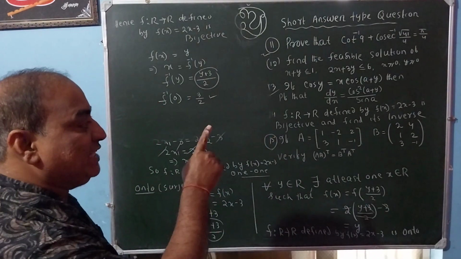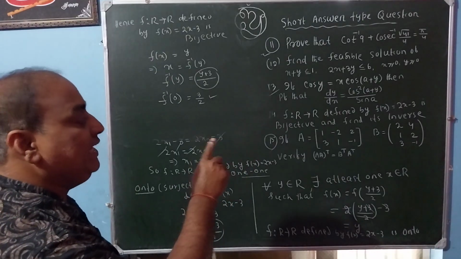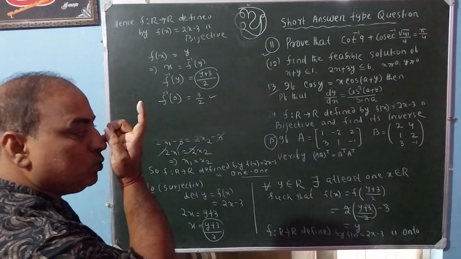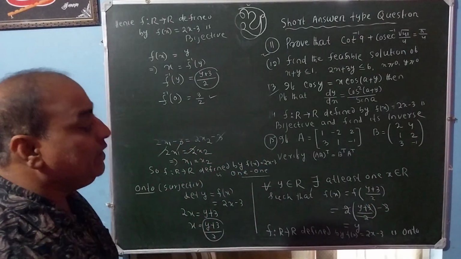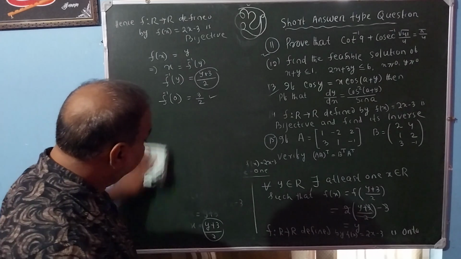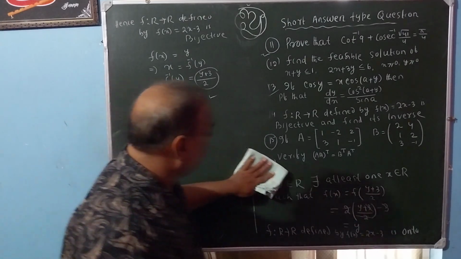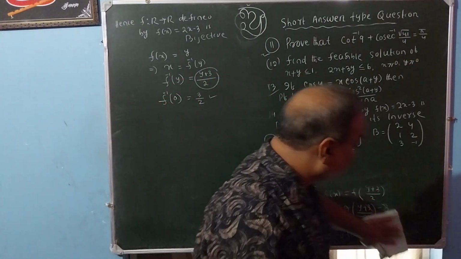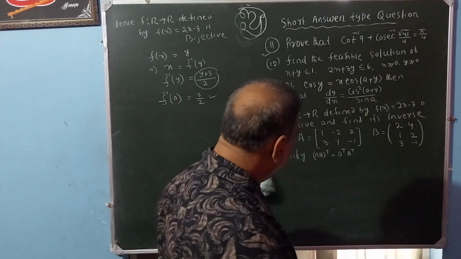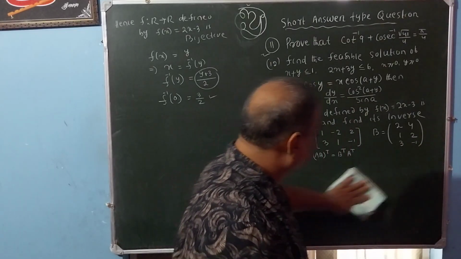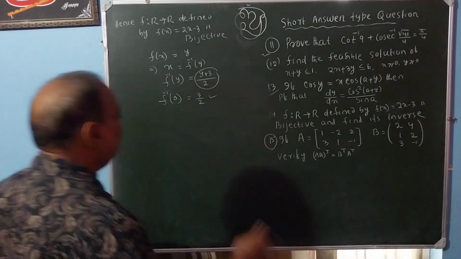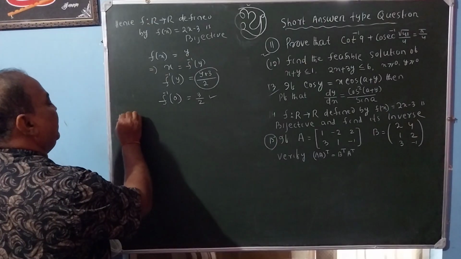If A is the matrix [1 -2 2; 3 1 -1] and B is the matrix [2 4; 1 2; 3 -1], verify that (AB) transpose is equal to B transpose into A transpose. The transpose of a product is equal to the product of their transposes taken in opposite order. This is one property we have to verify by taking one example. Write down A. Answer to question number 50.